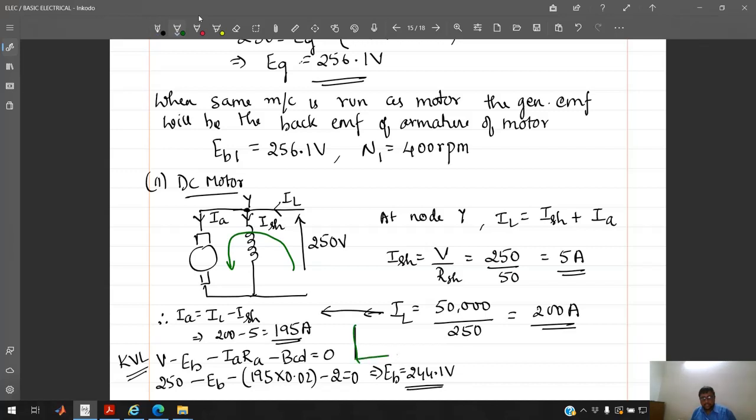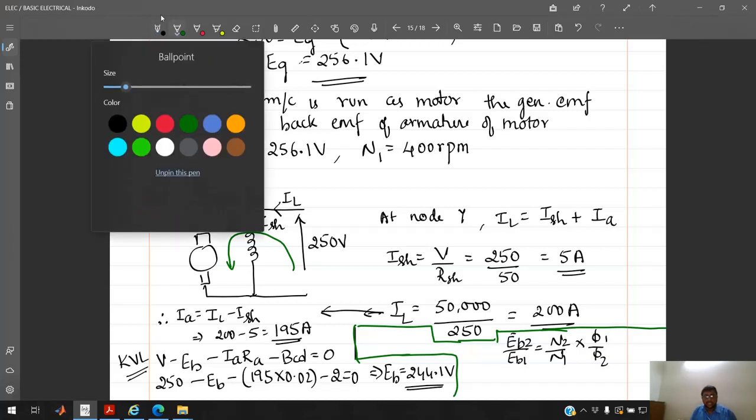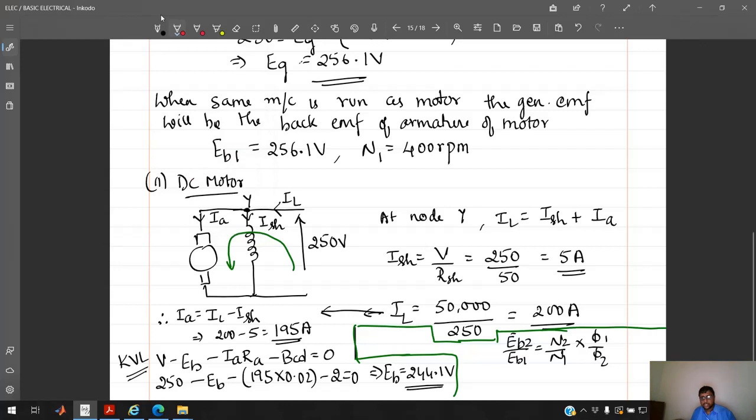Now the last step is you need to calculate the speed when the machine is run as a DC motor. You know the formula EB2 by EB1 is equal to N2 by N1 in the case of a shunt motor, times phi1 by phi2. The ratio phi1 by phi2 remains constant, because when the machine is run as a DC generator and as a motor, your shunt current remains the same, so the flux remains the same. So this can be neglected.